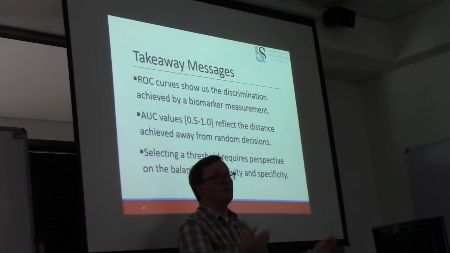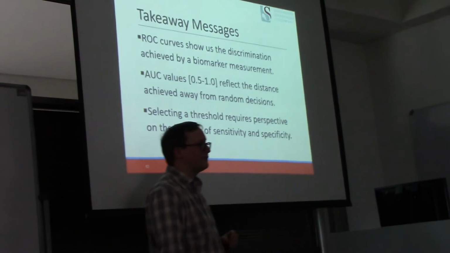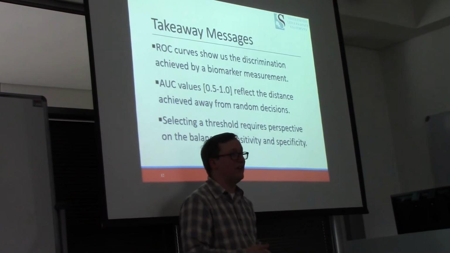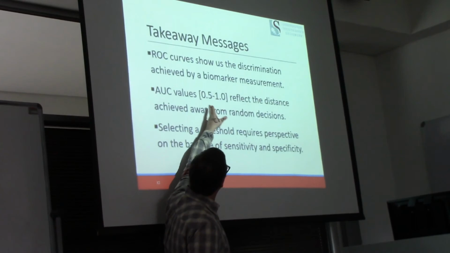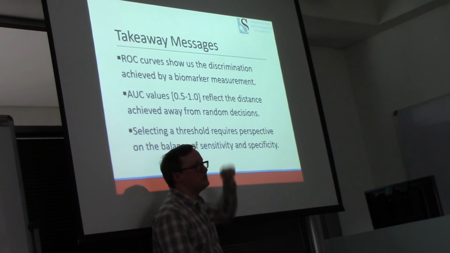AUC values, which range between 0.5 and 1.0, reflect the distance achieved away from random decisions. If we simply flip a coin and have something that has no predictive value whatsoever, it's still going to be right occasionally. So when we see an AUC value close to 0.5, we understand that what we're seeing is not a good discriminator at all. It has basically only a random chance of being right. An AUC value of 1, on the other hand, reflects this perfect separation.